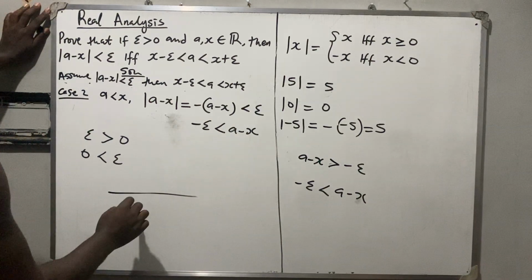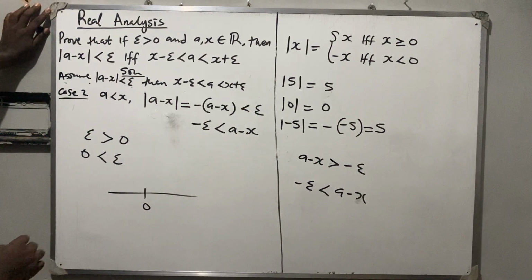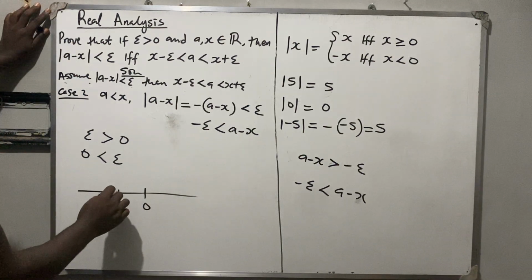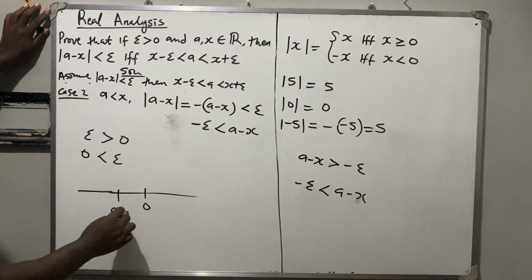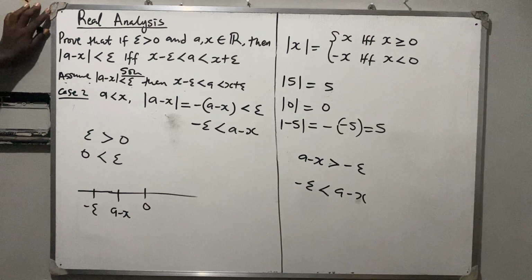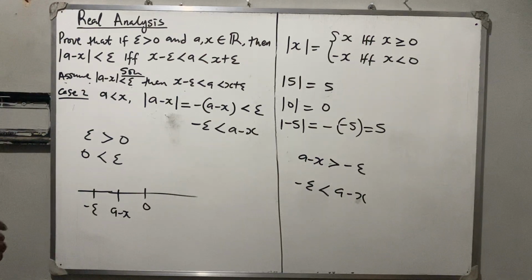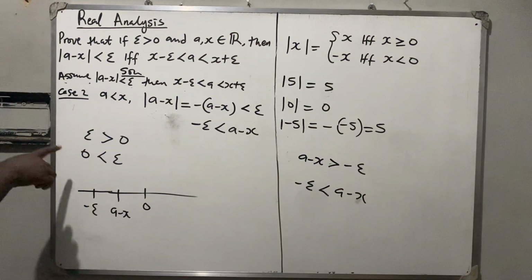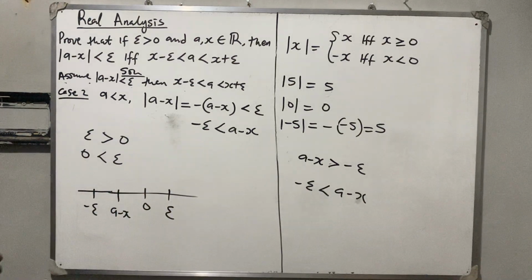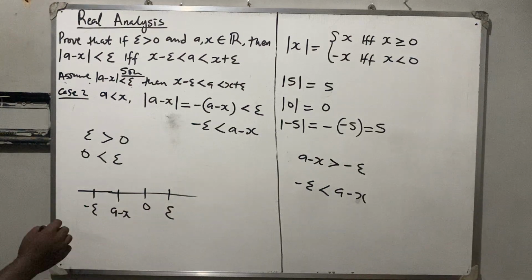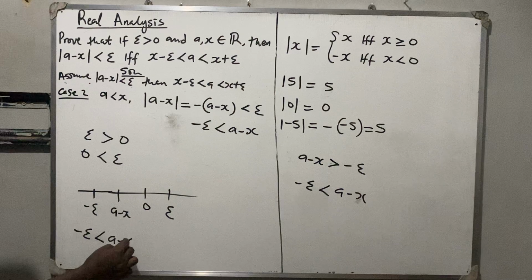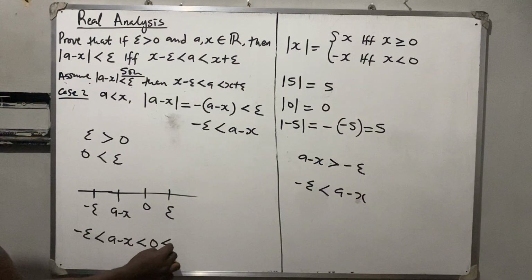So if 0 is less than epsilon, let us draw this one again. I'm going to have that this is my 0. Remember that this place is negative, so it's going to be somewhere here, a minus x. And this one is less than itself, so this is going to be this side. So if this is going to be this side, I'm going to be seeing that 0 is less than epsilon, so epsilon itself is going to be this side. So if I combine everything here, I'm going to be having that negative epsilon is less than a minus x, which is less than 0, which is equally less than what?